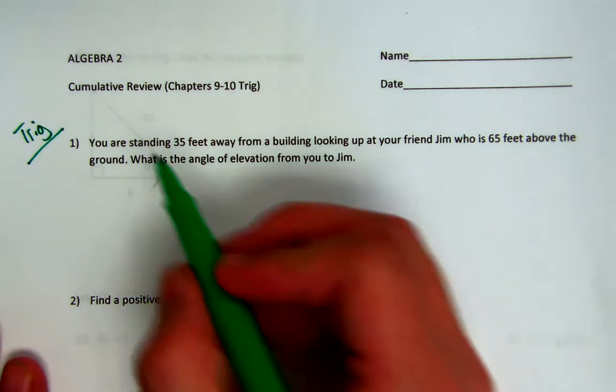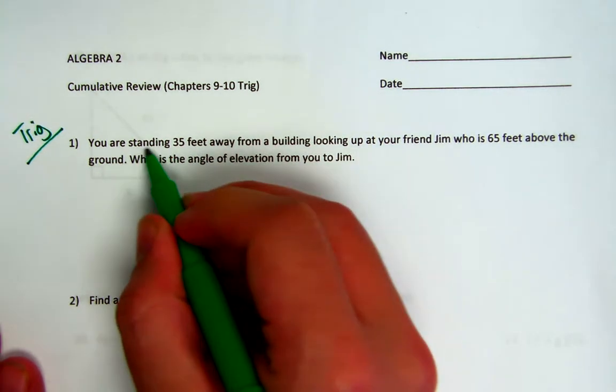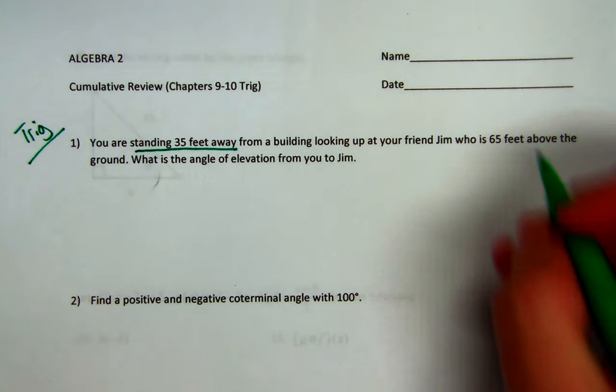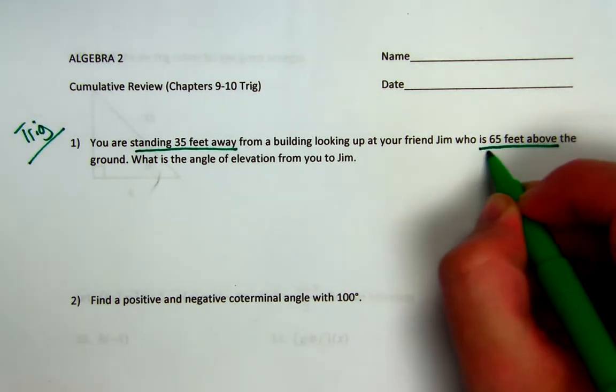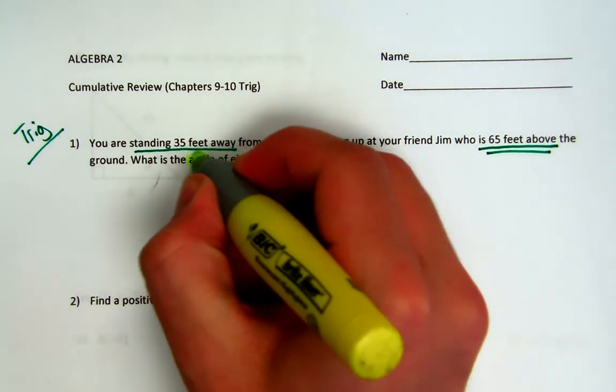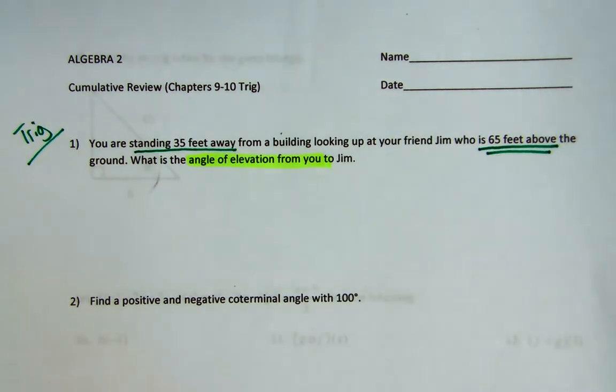Alright, so first problem, we are standing 35 feet away from a building, looking up at your friend Jim, and he is 65 feet above the ground. In the end, we are trying to find what the angle of elevation is. So, this is one of those problems where you need to draw it out.